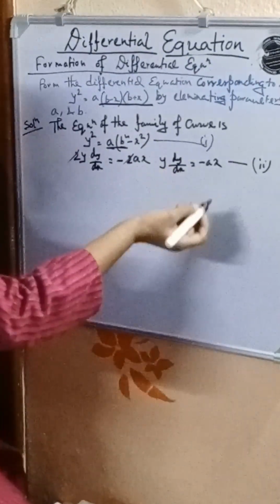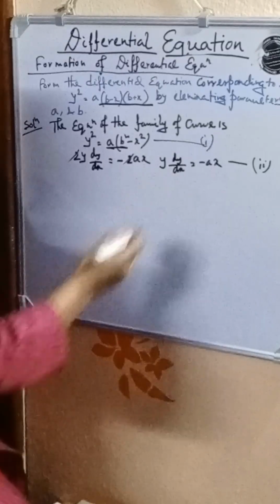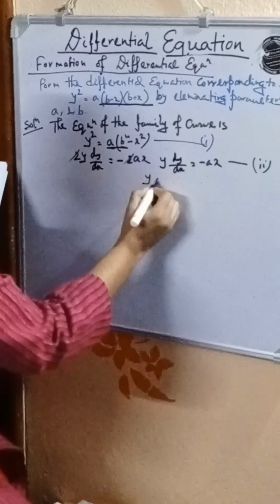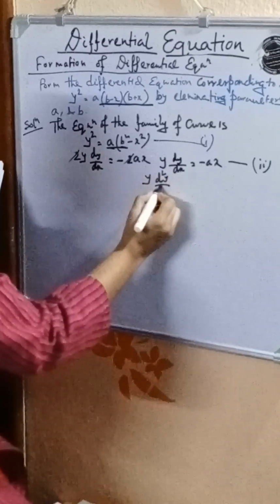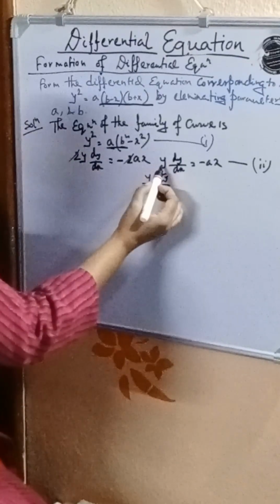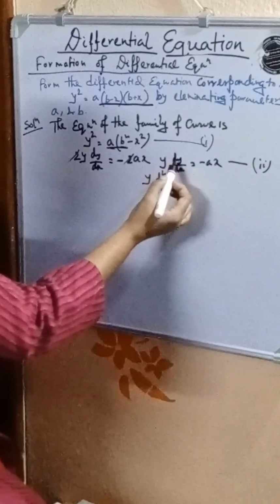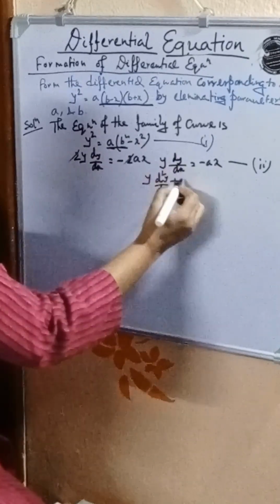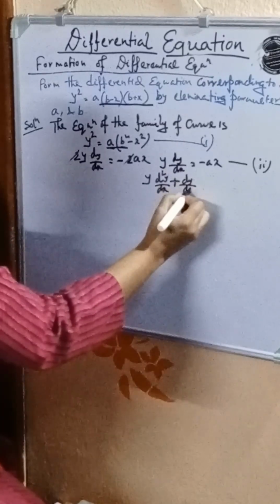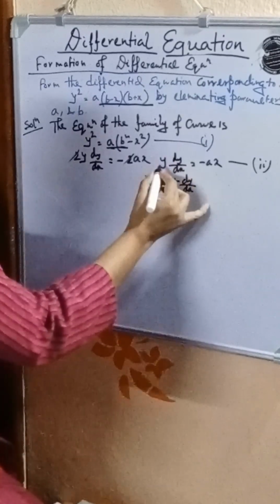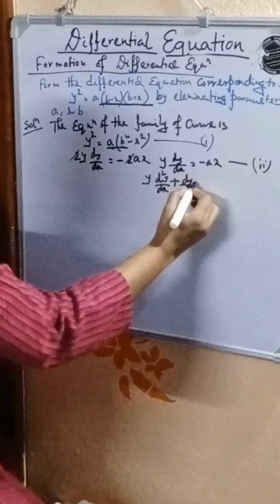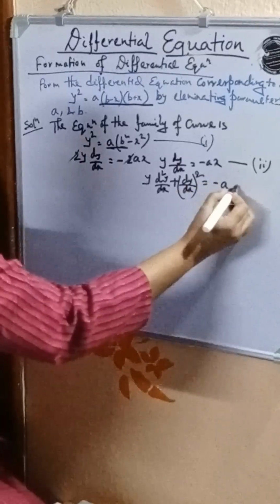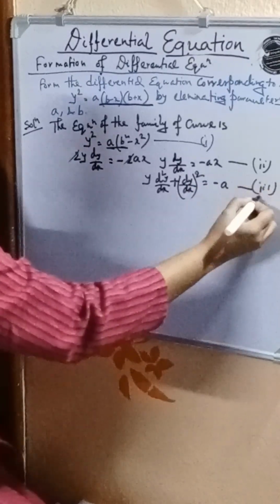To eliminate a, we have to differentiate this equation once more. Then it will become y d2y/dx2, keeping the other factor constant, so y d2y/dx2 plus dy/dx. The derivative of y is dy/dx. So this is dy/dx whole square equals minus a. This is equation number 3.